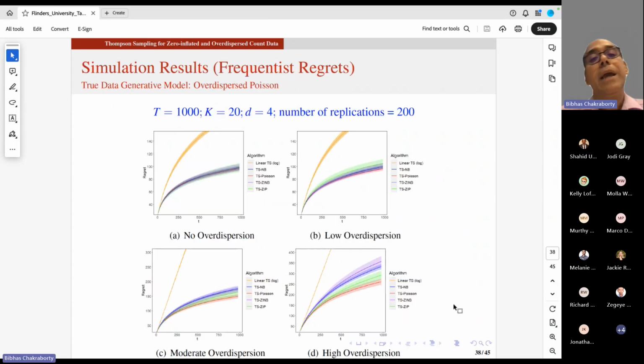Okay, finally, some simulation results, all for frequentist regrets I'll be showing. And here the true data generative model is an over-dispersed Poisson. Let's see how different models perform here. The yellow line of the band that you are seeing is the linear Thompson sampling, even with a log transformation of the data. In order to make it a more even playing ground, we log transformed the data to make it less skewed, and then we applied the linear Thompson sampling and saw how the regrets look.